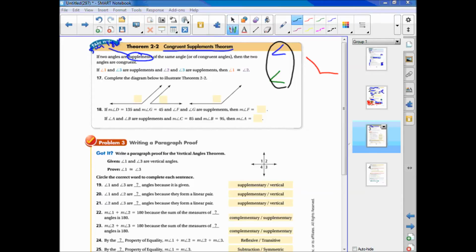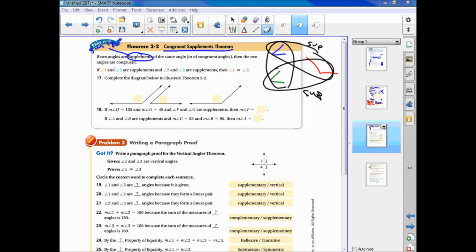So these two are supplements. These two are supplements. And if that's the case, then blue and green should be congruent. Oh, that's supposed to be a congruent sign, but it sure doesn't look like it. Okay? So that's what it says. So if angles 1 and 3 are supplements, and angles 2 and 3 are supplements, then angle 1 is congruent to angle 2. Okay, so we completed the diagram to show that.